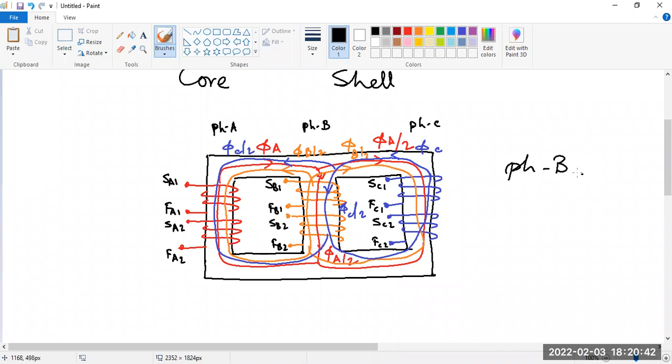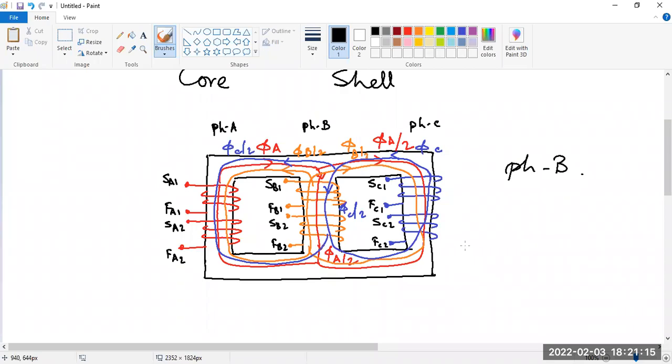Okay, yes sir. So that means if the criteria is that all the phases have to carry the same amount of flux, then which phase will require the minimum magnetizing current or magnetizing MMF, or which phase will require the maximum magnetizing MMF or magnetizing current?